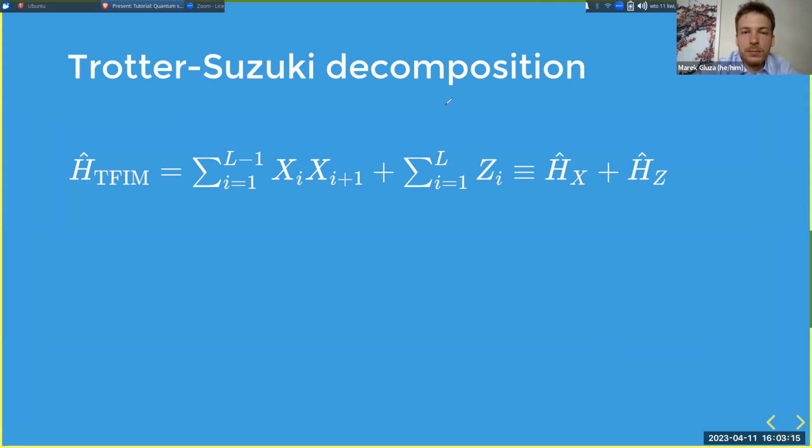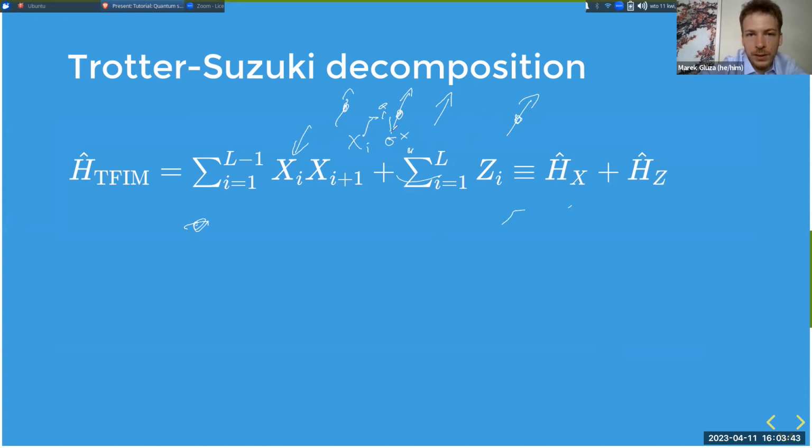So let me use black, or maybe white. First of all, let's set the notation here. We have a spin chain, and X_i means that at position i we do the sigma x operation, and Z_j means that at position j we are applying sigma z to that spin.